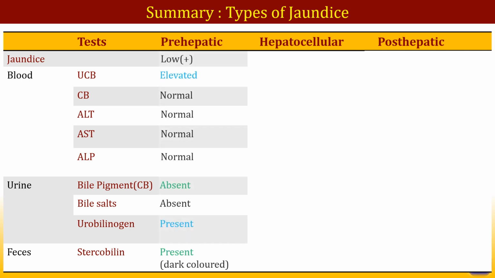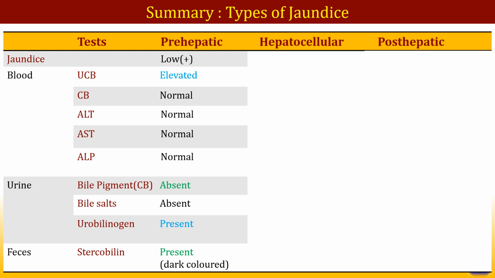So first is prehepatic jaundice. The jaundice will be mild in this condition. Unconjugated bilirubin will be elevated. Conjugated bilirubin remains normal in prehepatic jaundice. Alkaline phosphatase, AST, ALT will be normal.